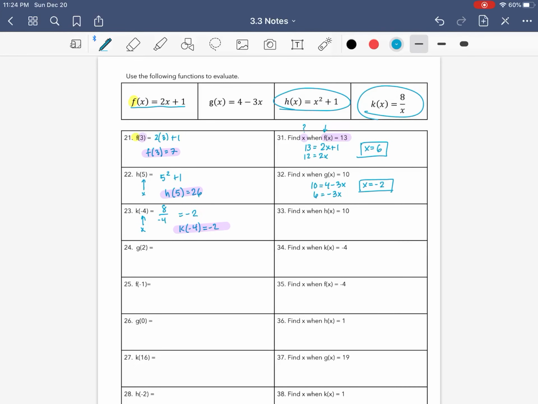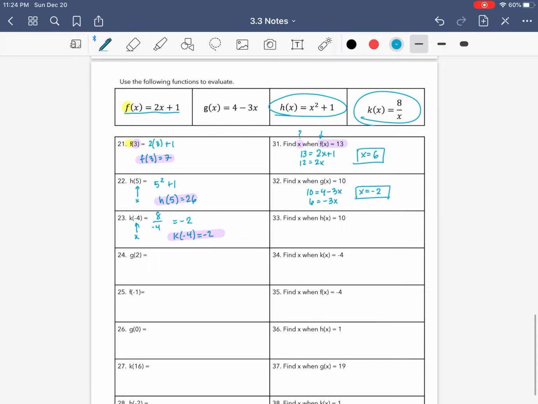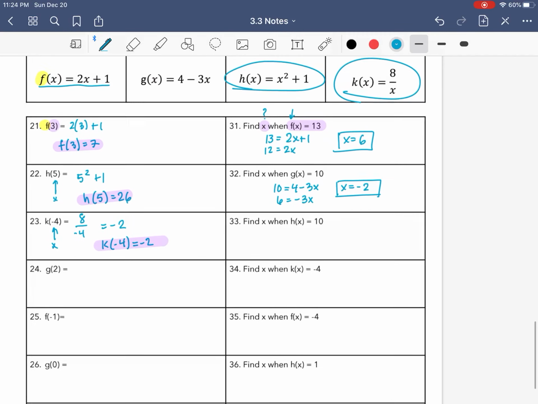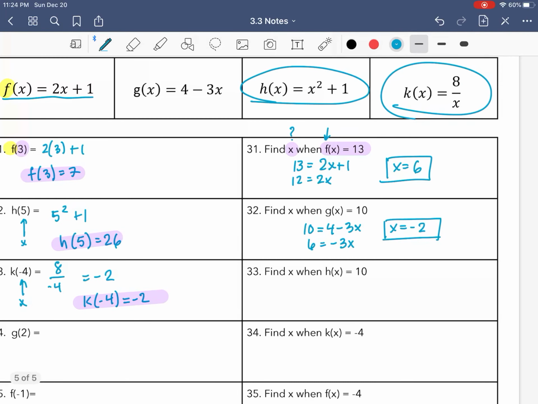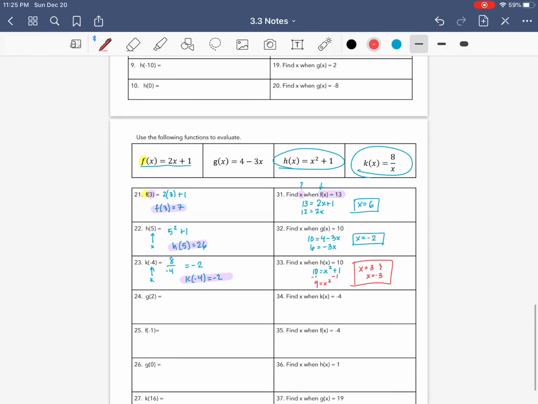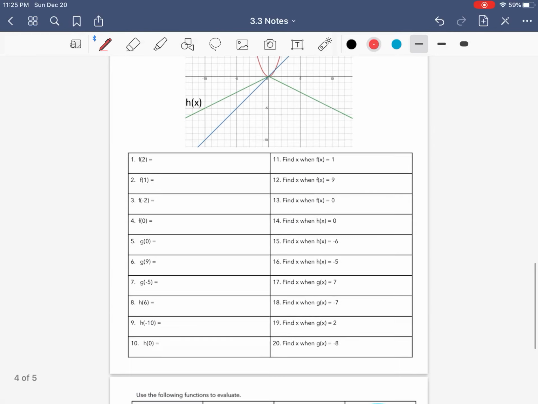And let's look at number 33. Why not? It says find x when h of x equals 10. So h of x equals x squared plus 1. So I have 10 equals x squared plus 1, which is a little bit weird, but we solved some of these problems recently on a bell ringer, so I'm going to subtract 1 from both sides, and that'll leave me with 9 equals x squared. I know two numbers that when I square them, I get 9, so there are two answers to this. There's x equals 3 and x equals -3. Two answers. Okay, good luck. That's what the rest of this backside is going to look like.